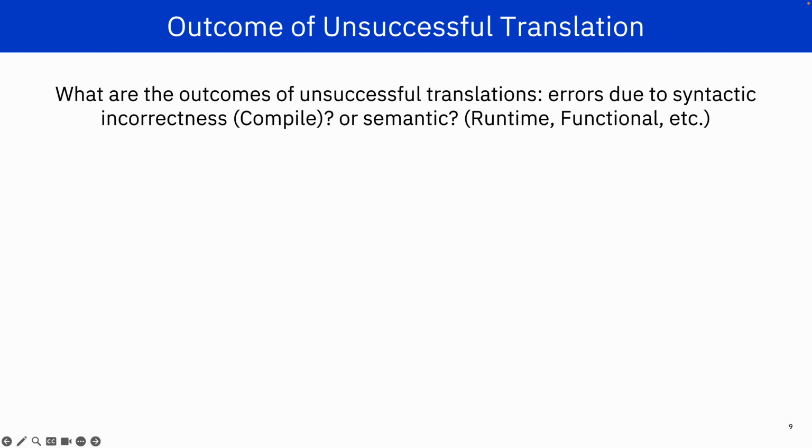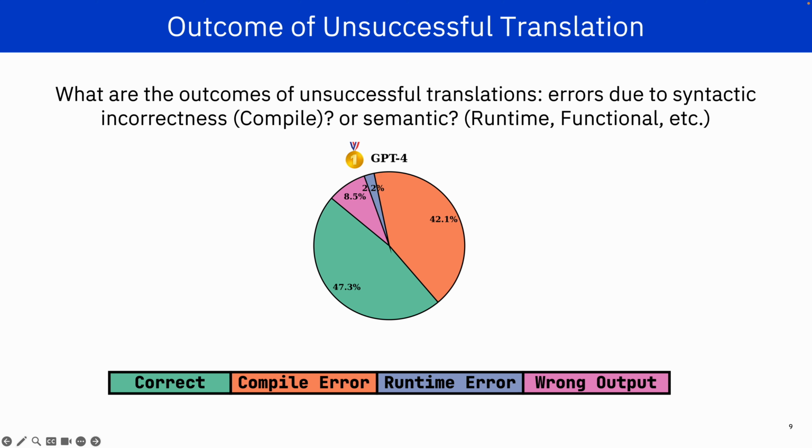GPT-4 had like 47% successfulness. What about the other 53%? As you can see, there could be multiple sources of unsuccessfulness, like compile error, runtime error, or functional error. This pie chart shows the distribution of different kinds of errors that happen in GPT-4 results.